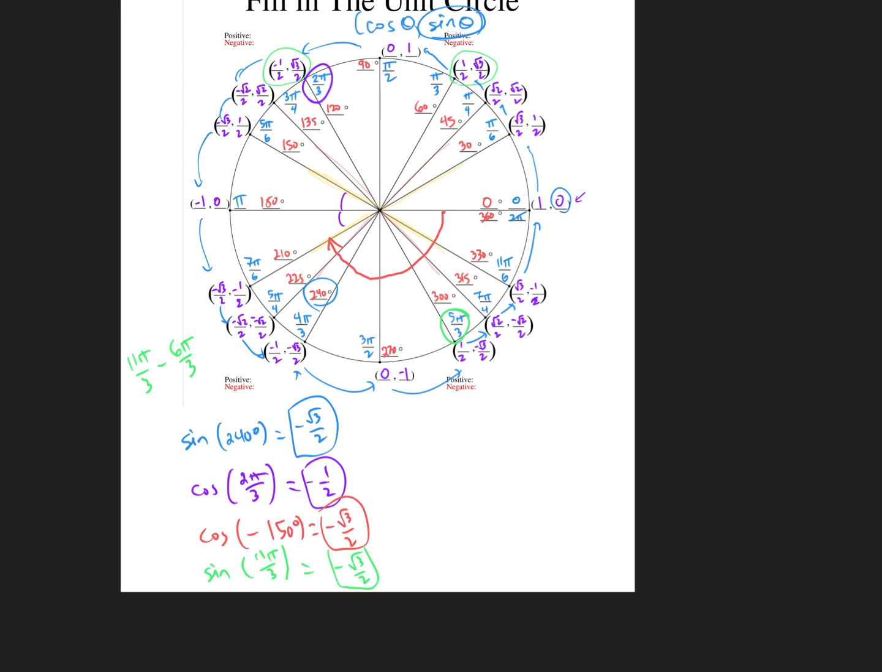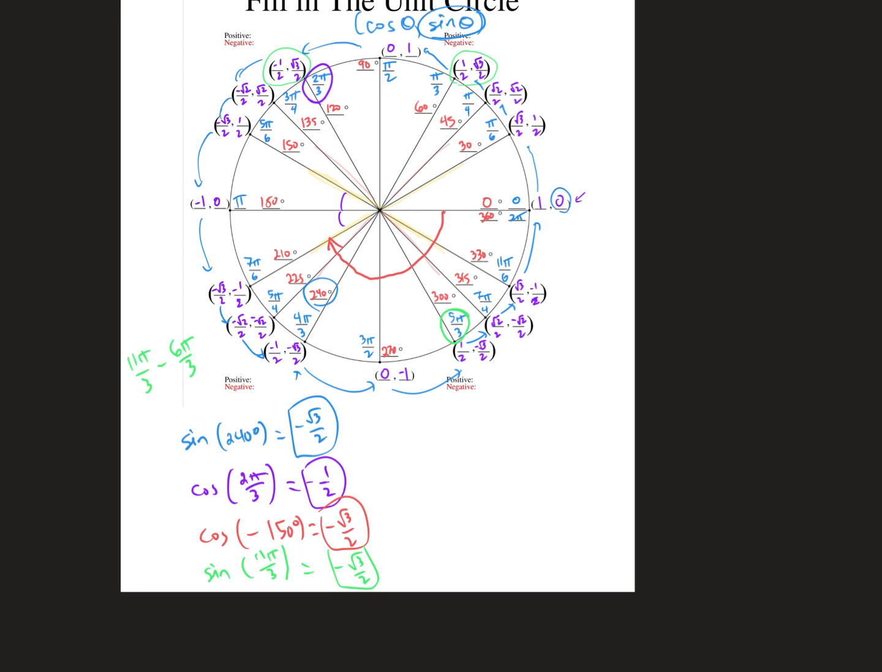So you can tell, you just need to know whether you're working with the x value or the y value, and you need to know how to find your angle on the unit circle. And if your angle isn't coterminal with something on the unit circle, you're not going to be expected to know the trig value of that thing in your head.